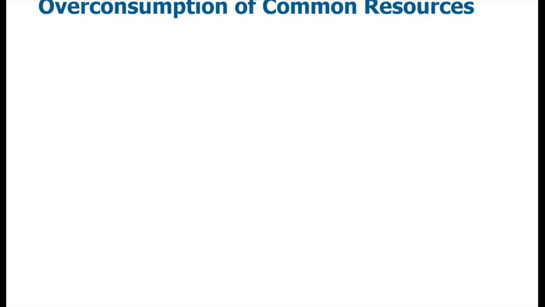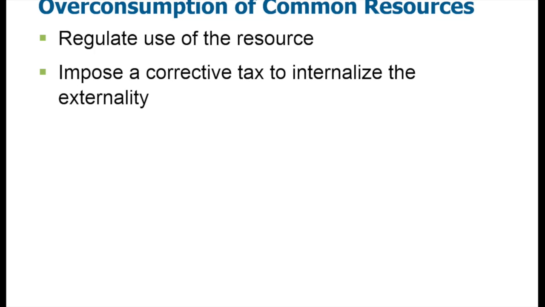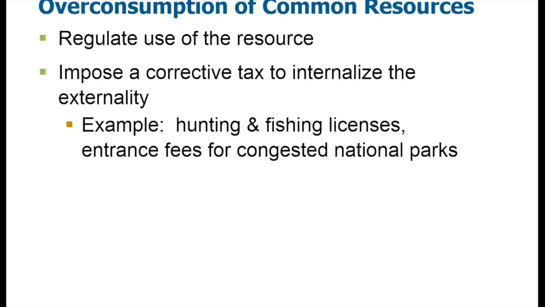So let's look at some real-life policy options that help the overconsumption of the common resources. Okay, first we see a lot of regulating. Then we have corrective taxes so that all of the bystanders can impose the cost upon the people who are consuming the good. So an example is the hunting and fishing licenses or entrance fees for congested national parks. All these options make the people who are consuming this common resource, the tourists or the hunters, internalize the externality.